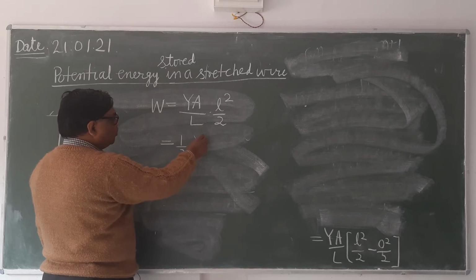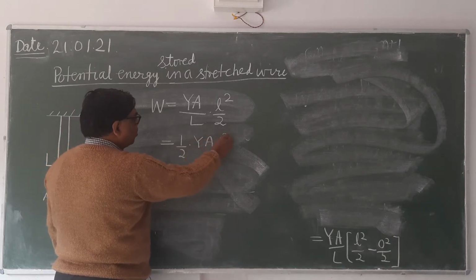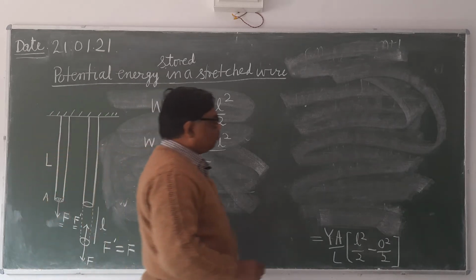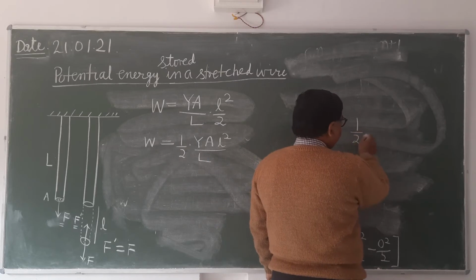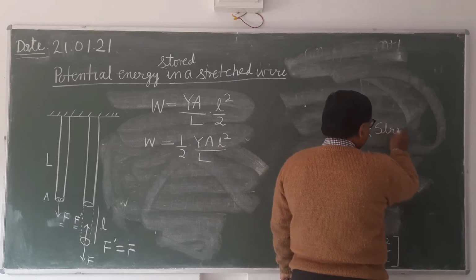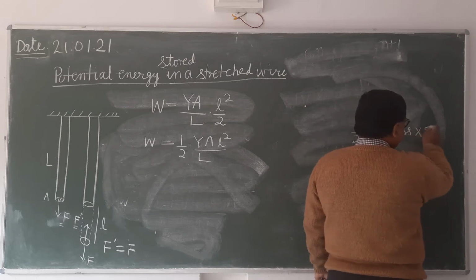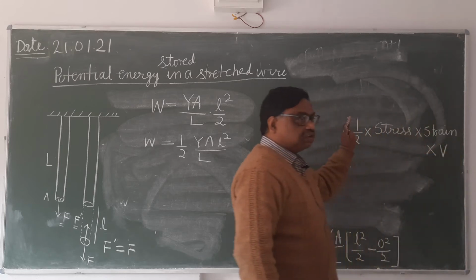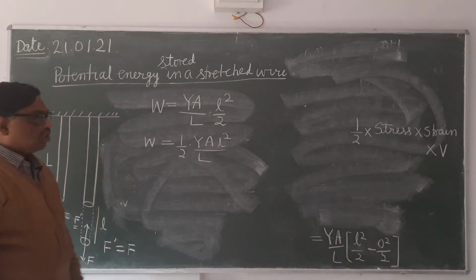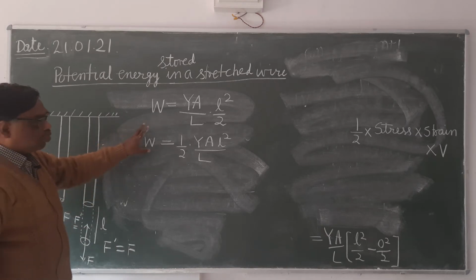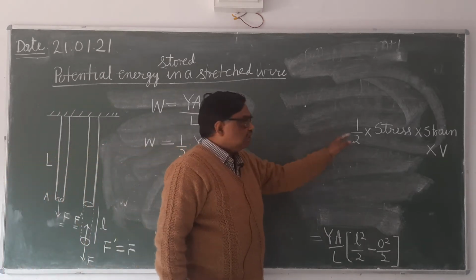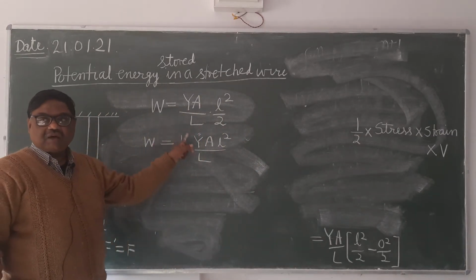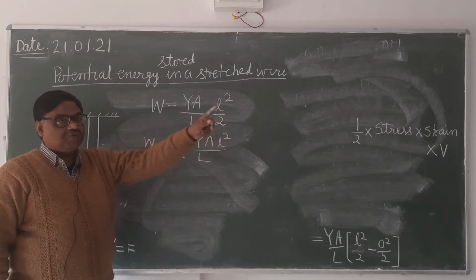First you write this way: 1 upon 2, y a L square upon capital L. But here we have to rearrange in what way? We will bring it in this form: 1 upon 2 stress into strain into volume of wire. This you will remember. Is it clear? Now here you have to reduce this whole thing into that form. In this form there is no y, nowhere y, whereas here y is coming. Here there is y, and in the form we have to bring it to, there is no y.